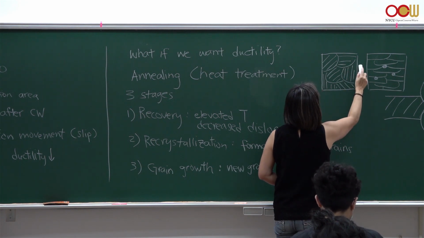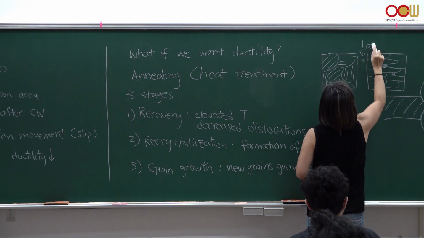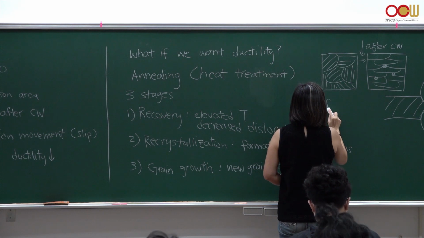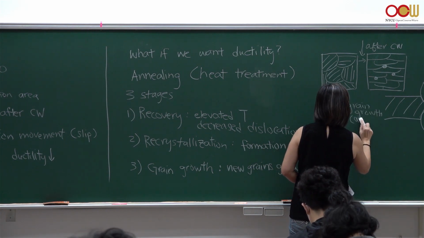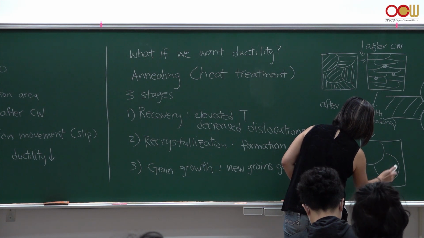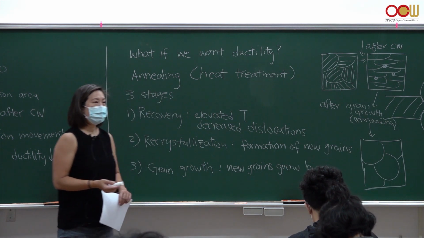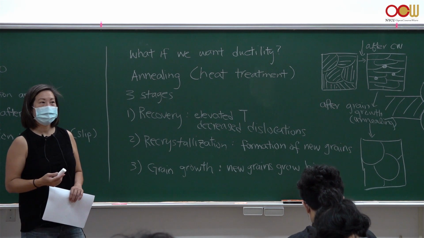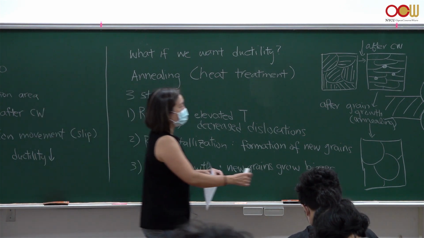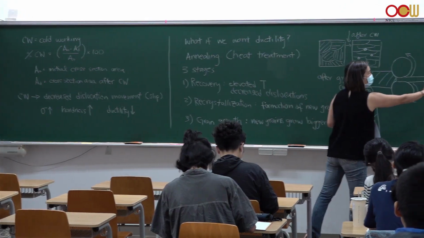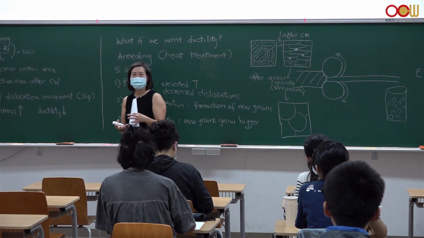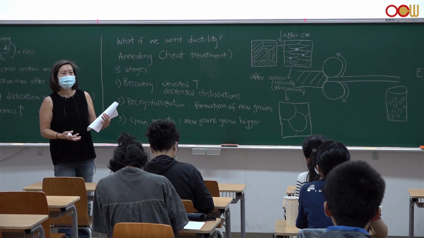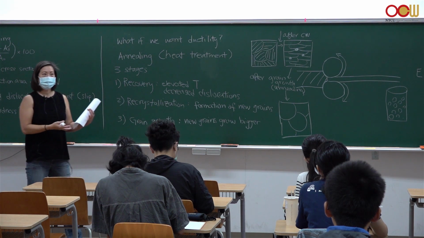So this is after cold work. And then after grain growth, annealing, you get large grains again. So even though you still have a plate, you still have a thin plate, if you look under the microscope, the grains will have been reformed in a low stress, low energy state.